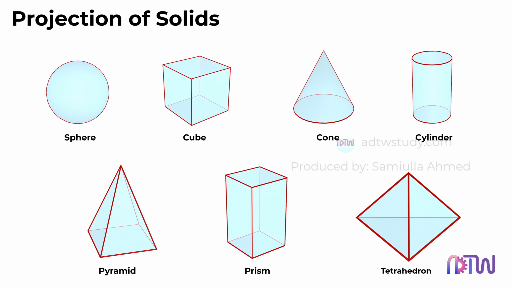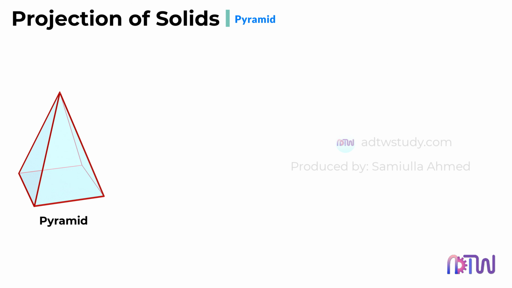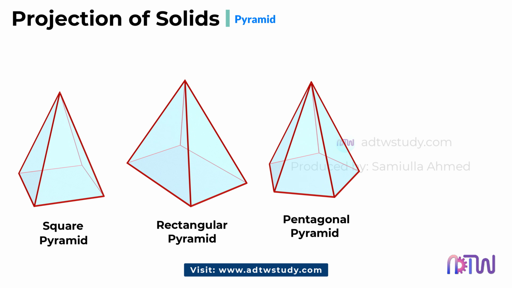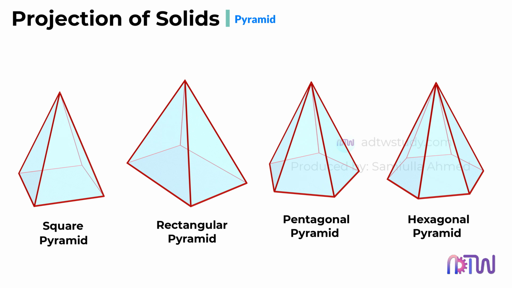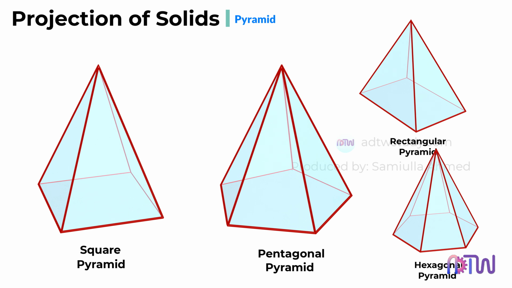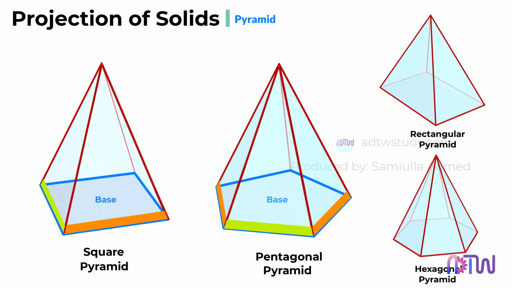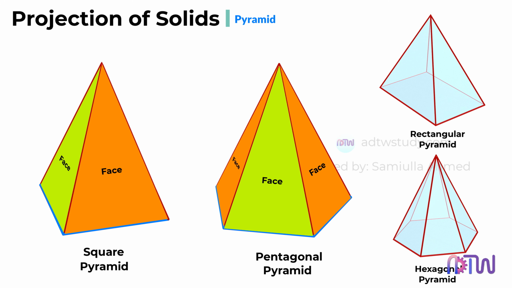Let's start by delving into pyramids. Pyramids can take various forms, such as square, rectangular, pentagonal, and hexagonal, depending on the shape of their base. The name of the pyramid is derived from the shape of this base. For instance, a square pyramid has a square base. These polyhedrons have a planar base, like a pentagon in the case of a pentagonal pyramid, with a number of triangular faces converging at a single point called the vertex or apex.